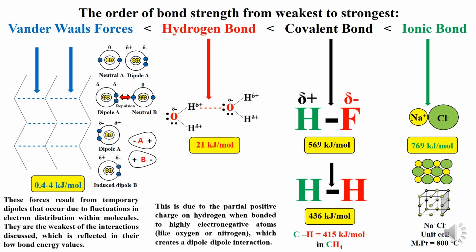The high melting point of sodium chloride shows how strong the ionic bond is in case of sodium chloride. So a high bond energy of 769 kilojoules per mole in case of sodium chloride reflects the strength of the ionic bond.